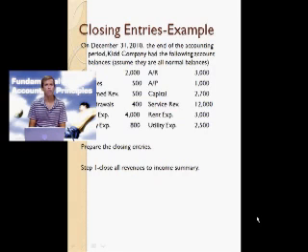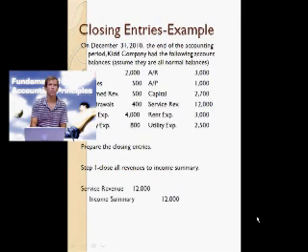Service revenue balance is $12,000. It's a normal balance. We know that revenue accounts have a normal balance of a credit. So what do we need to do to close service revenue? We need to debit it. So the journal entry is going to be to debit service revenue for $12,000 and credit income summary.